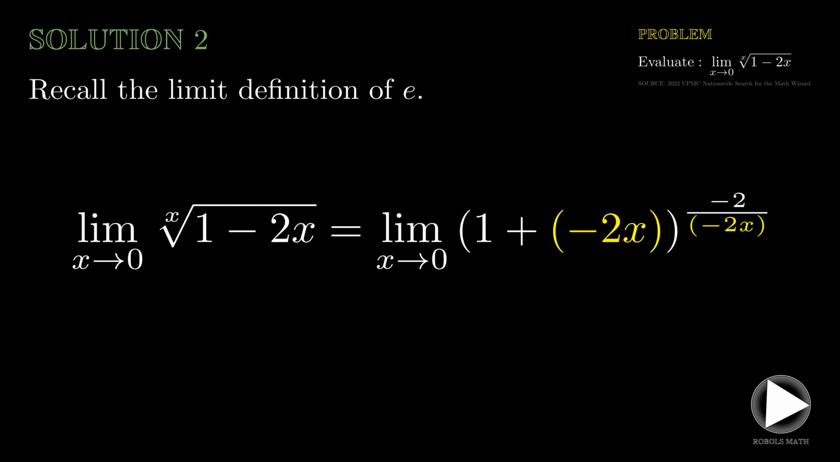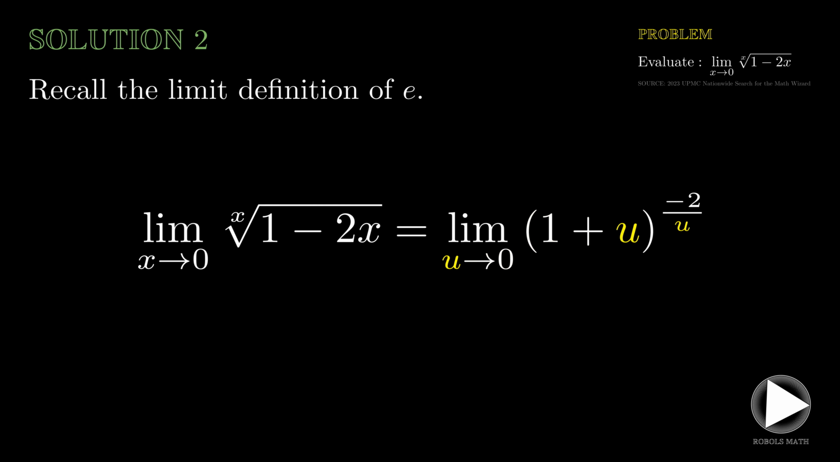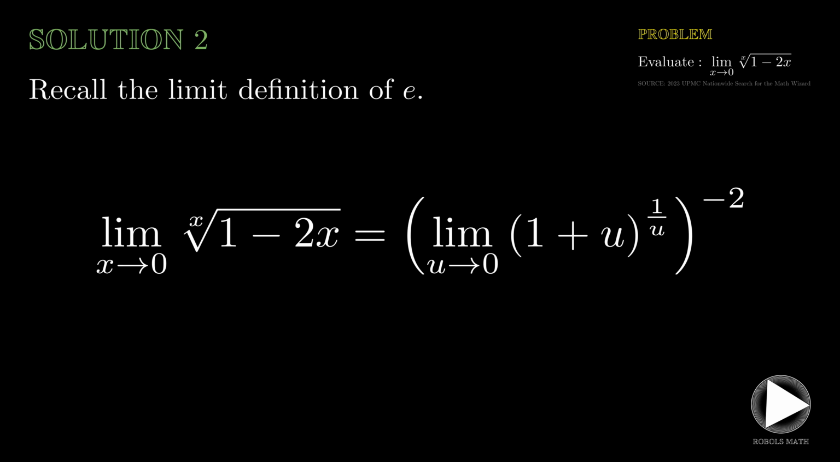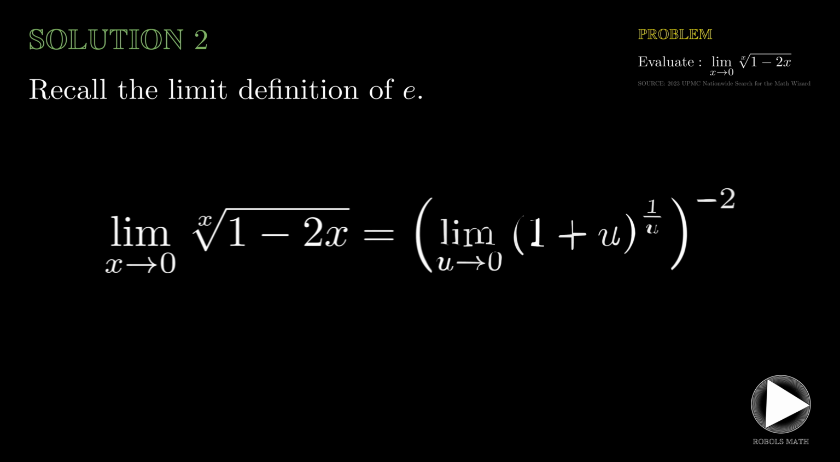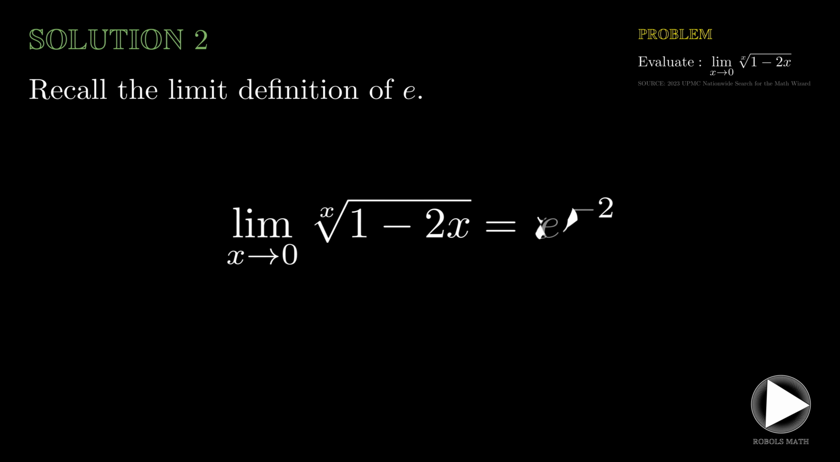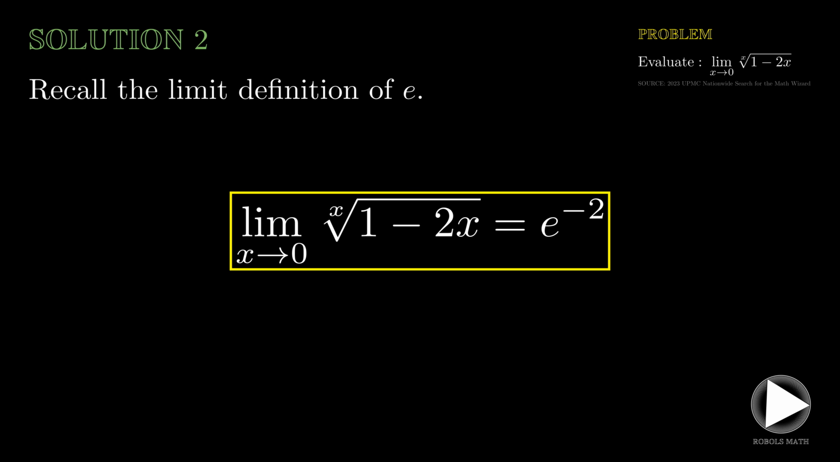Now if we let u be negative 2x, we note that as x approaches 0, so does u. As a penultimate step, we use the exponential properties to take out the negative 2 power, leaving the limit definition of e as the base. Finally, we evaluate the limit using the definition of e. And as expected, the answer is also e to the negative 2.